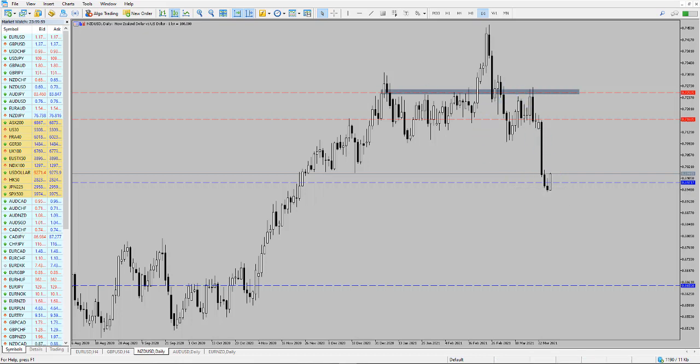Now obviously we don't want to sell at previous support points, which is where the price is at the moment, around 0.6970s. I don't want to be a seller in here. I want to sell from those key resistance areas.